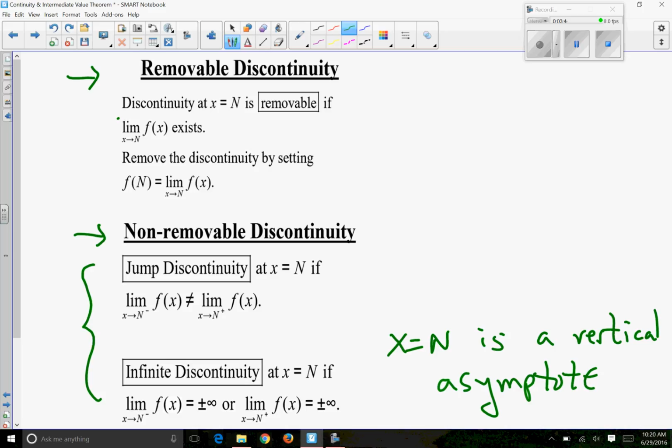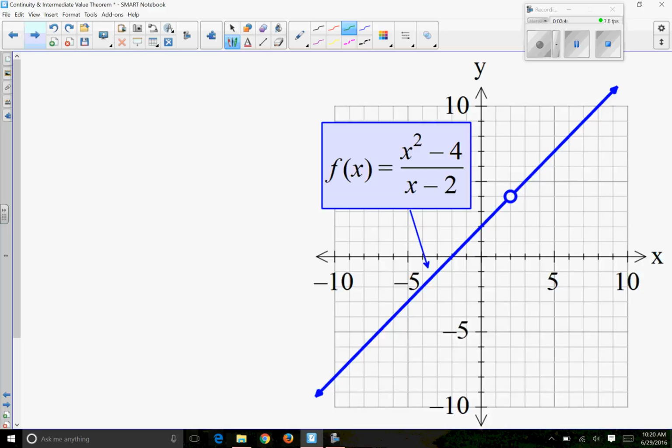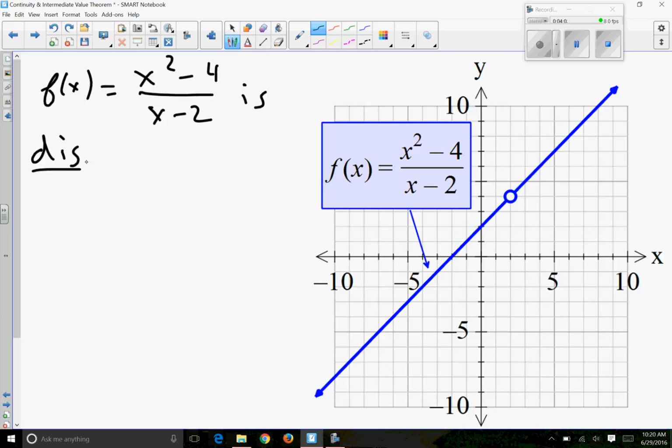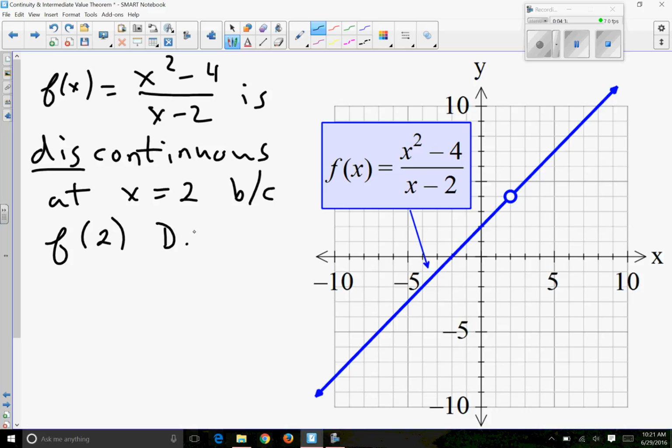Make sure you get all of this written down. Pause the video if necessary. This is an example of a function that has a removable discontinuity. This function, x squared minus 4 divided by x minus 2, is discontinuous, or not continuous, at x equals 2 because f of 2 does not exist. Replace x with 2 and you'd have division by 0, which is impossible.